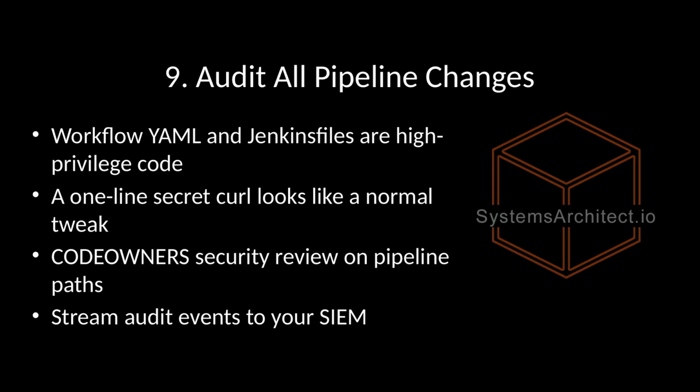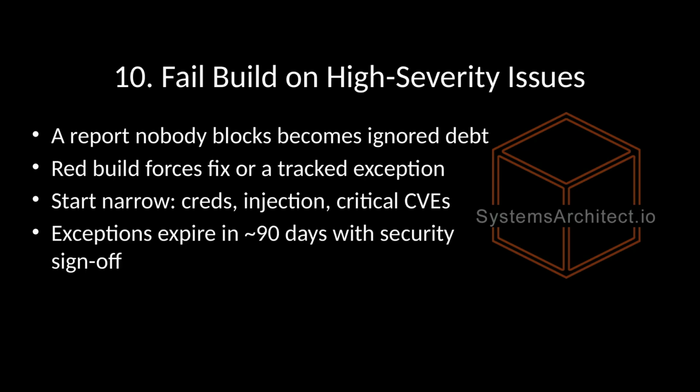Put pipeline paths under code owner's security review and alert on new secret refs, off-step changes, and outbound network calls. Stream GitHub and GitLab audit events and the Jenkins audit trail to your SIEM for real-time review of workflow edits, secret access, and runner registration.